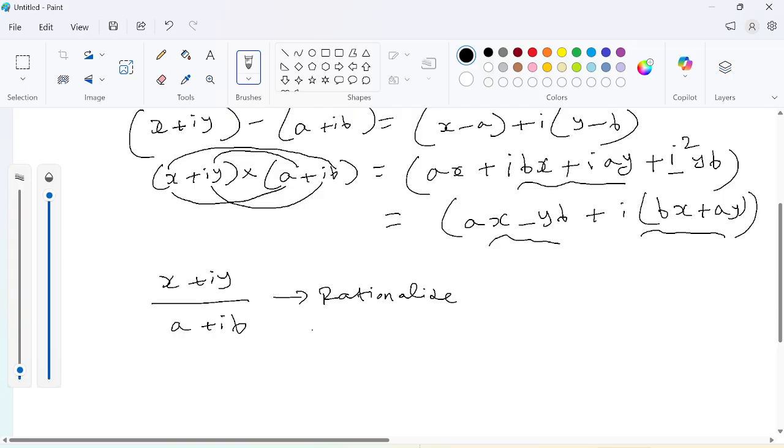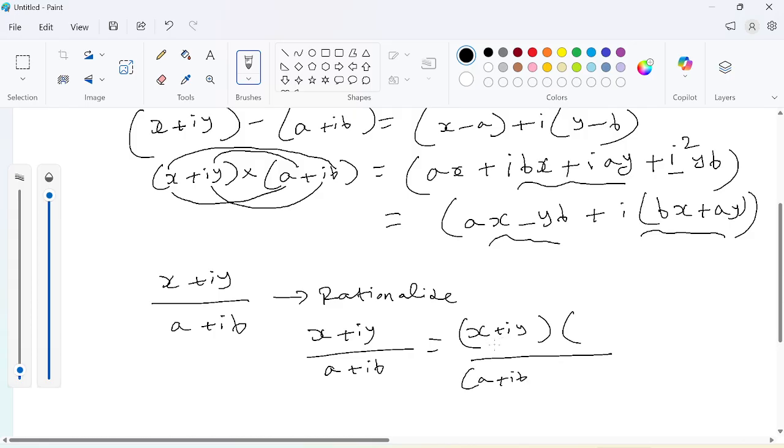So when I say rationalize, how will I do it? For (x + iy) by (a + ib), I can write it as (x + iy) into, see, both numerator and denominator, what you have to do? You have to multiply. See, a plus ib means here a minus ib. Again here a minus ib. The thing is, if I cancel these two, I'll get the same.